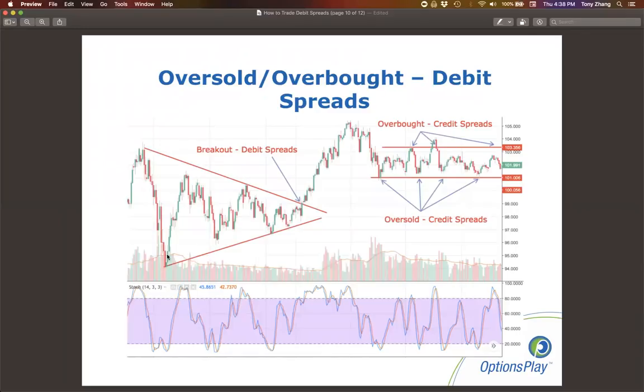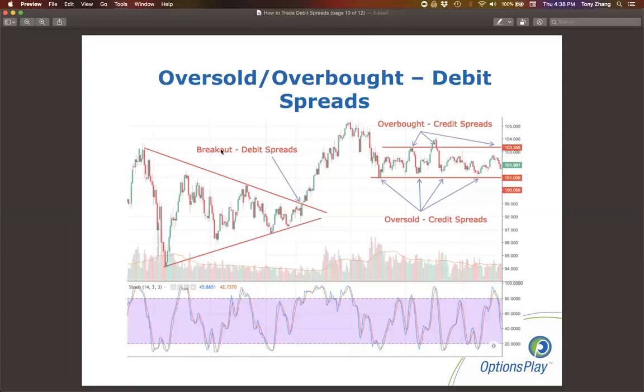First of all, as you can see, I have a stock here. It's trading within a triangle. It's trading within a pretty big range, then starts trading in a smaller range and finally breaks out of this triangle. These are the types of trades that you typically want to enter a debit spread for because it allows you to take a directional view on an underlying stock.